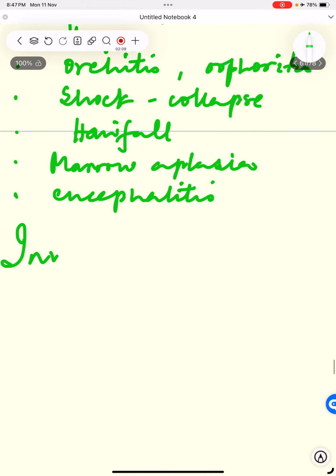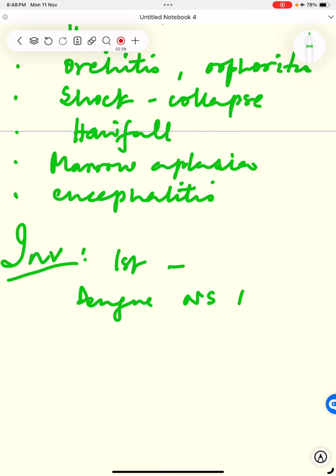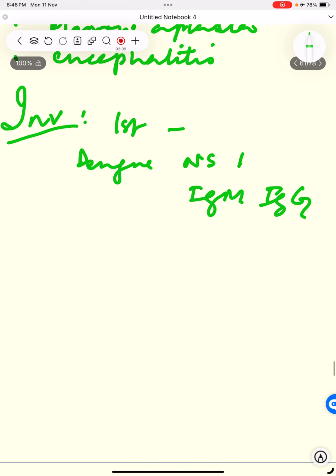Now coming to the investigations, it's very important to regularly advise the patient for the cell counts. The first initial investigation generally advised on suspecting the case is dengue is NS1 antigen and IgM and IgG. You can advise the patient this. These investigations together can also help us to understand the duration of the infection.